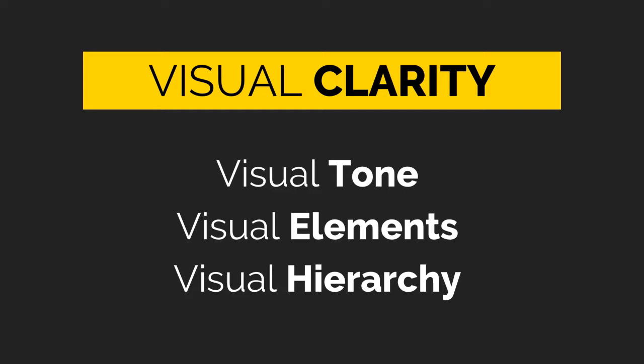The objective of information design is to provide visual clarity. Without visual clarity, the reader's eyes tire and their brains become naturally distracted, which isn't a good thing when you're sharing insights. We can achieve visual clarity through the use of basic principles of design by creating a visual tone, visual elements, and visual hierarchy.